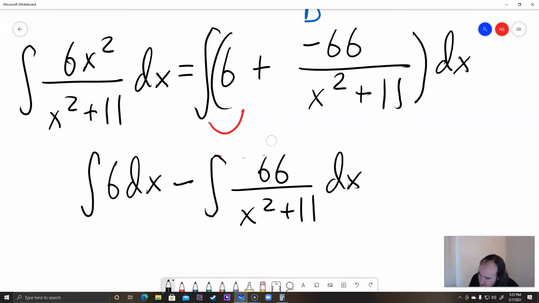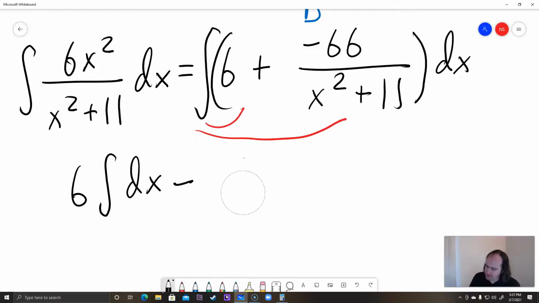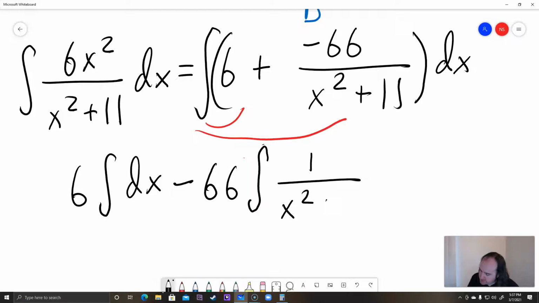Okay, so all I did there was distribute the integral symbol. And of course you can factor those constants out front, so maybe we should do that. For the first one we have 6 times the integral of dx. And for the second one, I brought out the minus, so I'll also bring out the 66. So for the second one, we have minus 66 times the integral of 1 over x squared plus 11 dx.